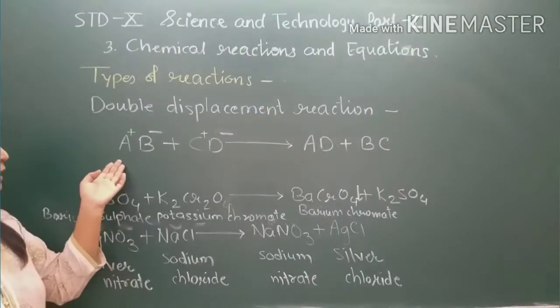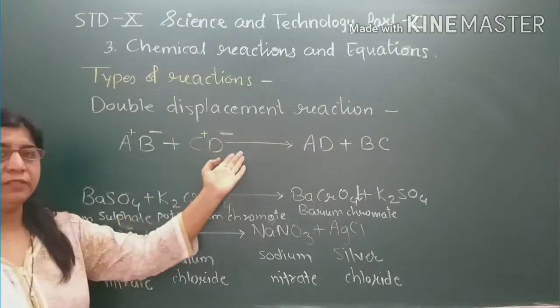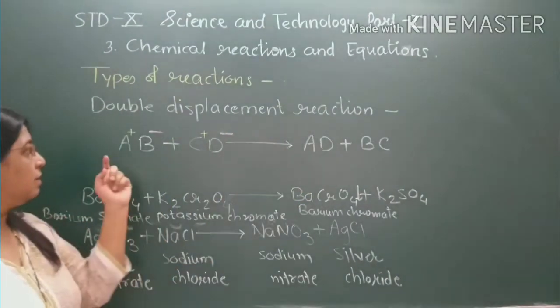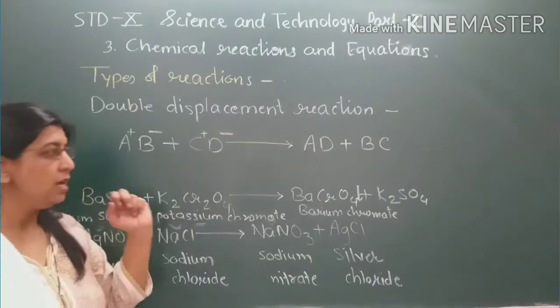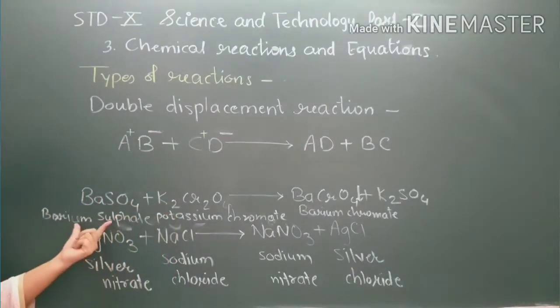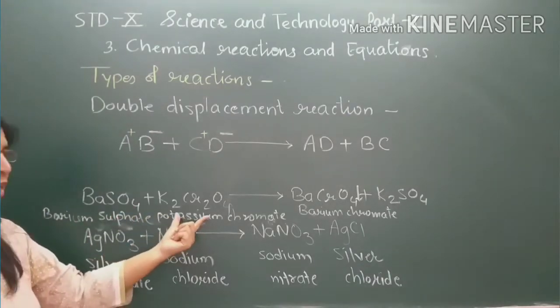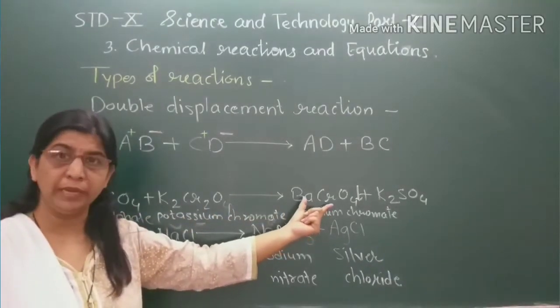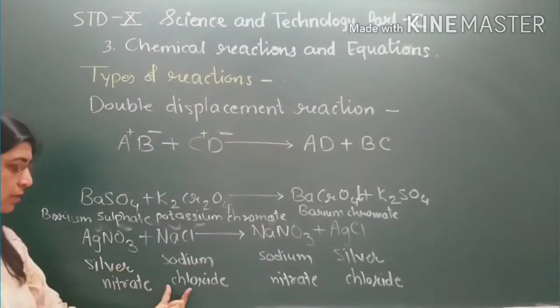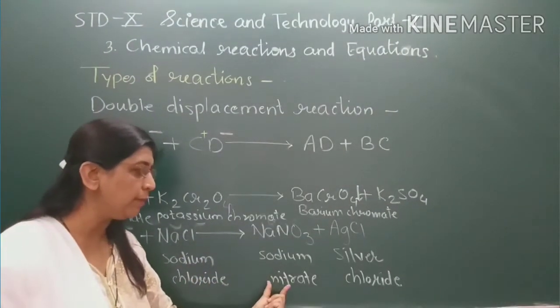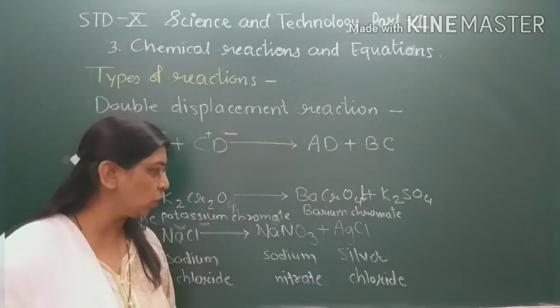The general formula is AB plus CD gives AD plus CB. Here A and C are cations while B and D are anions. Some examples are barium sulfate reacts with potassium chloride to form a precipitate of barium chromate, whereas silver nitrate reacts with sodium chloride to form sodium nitrate and silver chloride.